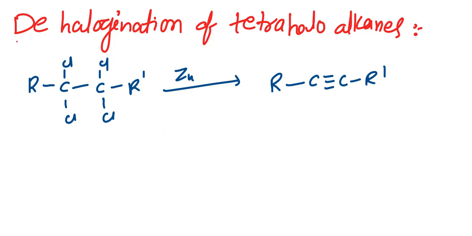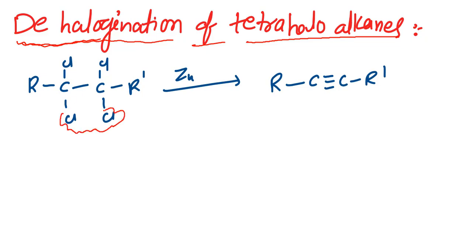Next, dehalogenation of tetrahaloalkanes. See here 4 halogens are there. We are removing just halogens, that is called dehalogenation. Further, the reagent is zinc. Here 2 chlorines, here also 2 chlorines are removed, forming one pi bond and another pi bond here. It is forming alkynes. Okay, the dehalogenating agent is zinc, we learned in the alkene chapter also.